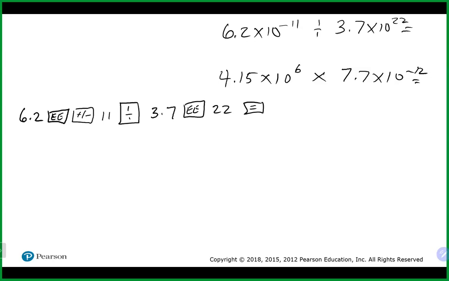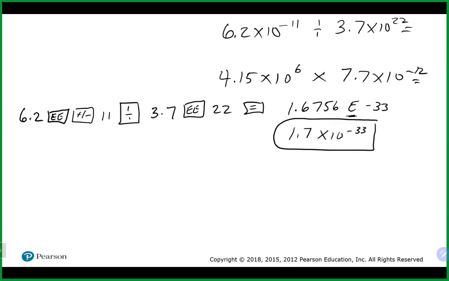6.2 negative 11 divided by 3.7, 22. And that is going to give us for the first one, we'll just do a little rounding here, 1.6756 and a bunch of numbers. By the way, on my calculator, it does say something like this, a bunch of numbers. I cut some of them off there. But it will say E minus 33. Once again, this is not how you should report the answer. You would want to write something like 1.7 times 10 to the minus 33. So again, do not write E for scientific notation. Make sure you do write it times 10.